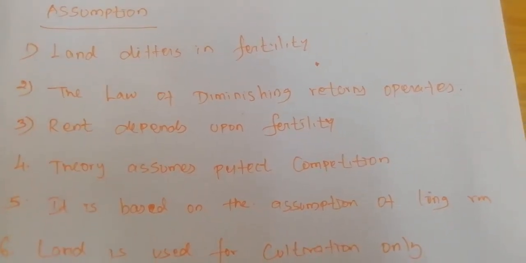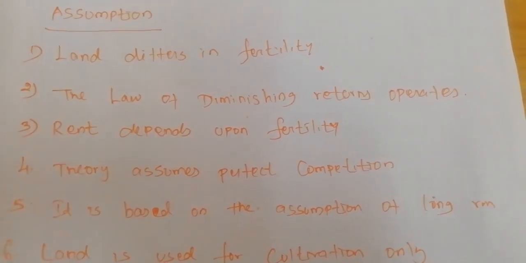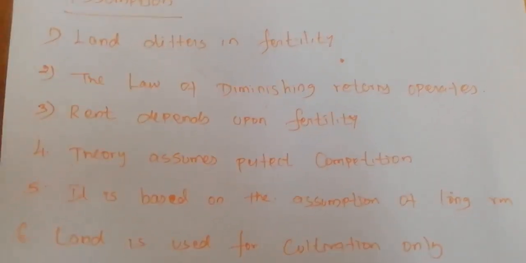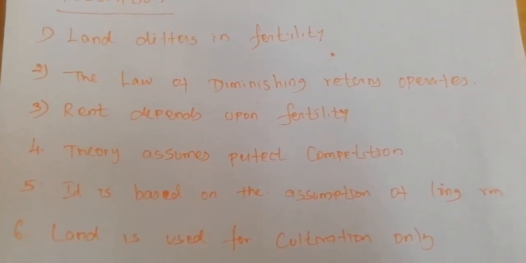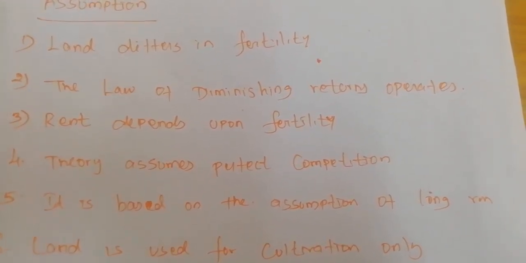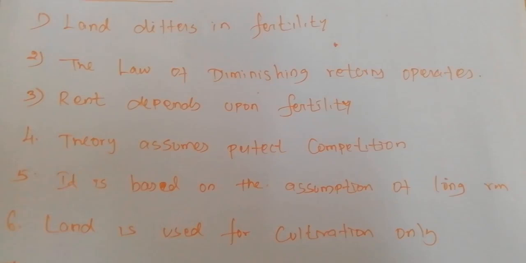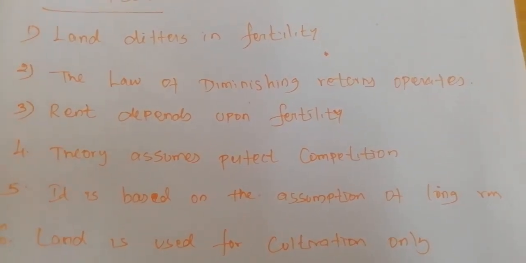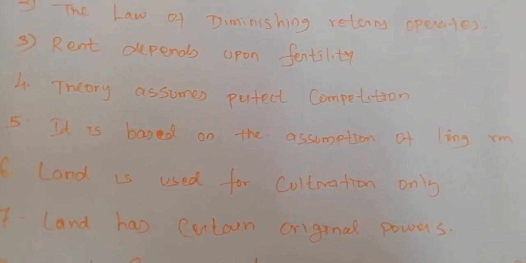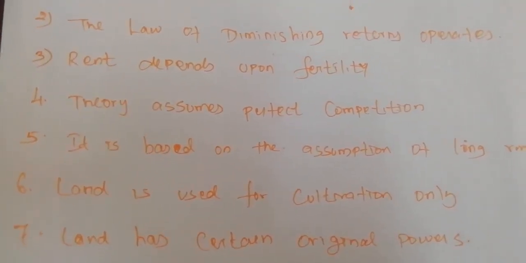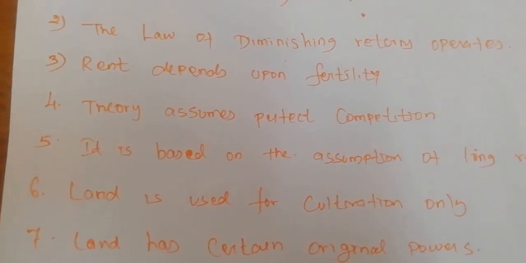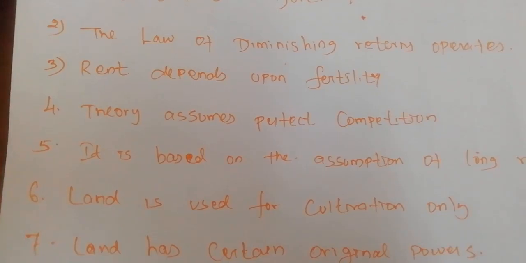Next, the law of diminishing returns operates. In this land, the law of diminishing returns will operate because when we are using the land continuously, the productivity of the land will diminish. Next, rent depends upon the fertility. So the most fertile land only will get more rent. Next, this theory assumes perfect competition. Perfect competition means everybody can easily enter into the market and exit from it.